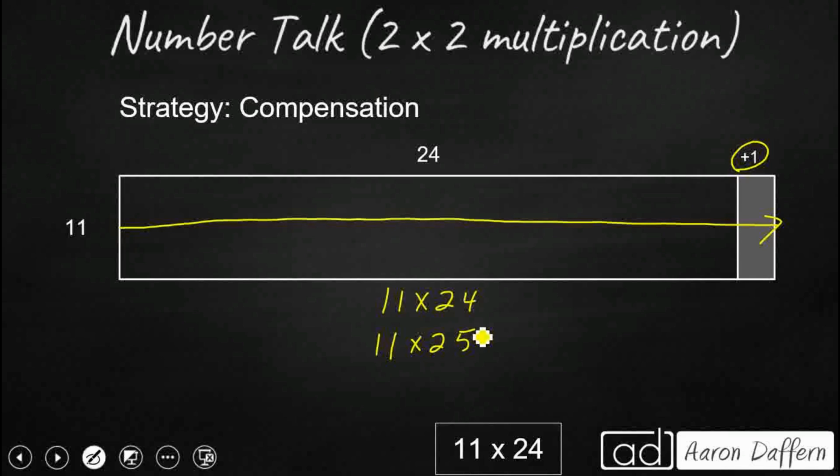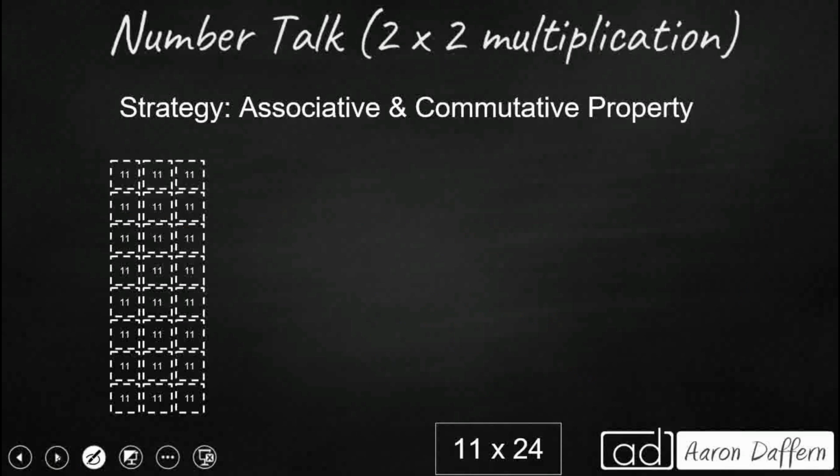So I'm thinking, well, if I had 11 quarters, that would be 275, or $2.75. But 11 quarters gets me 275, and I did have a little bit extra. I added an extra set of 11. So I'm going to need to get rid of one of those sets of 11 to get back to my only 24 right there. And that's going to get me there's my 11. So 275, take away that 11, and guess what that gets me? My 264. So sometimes compensation works.